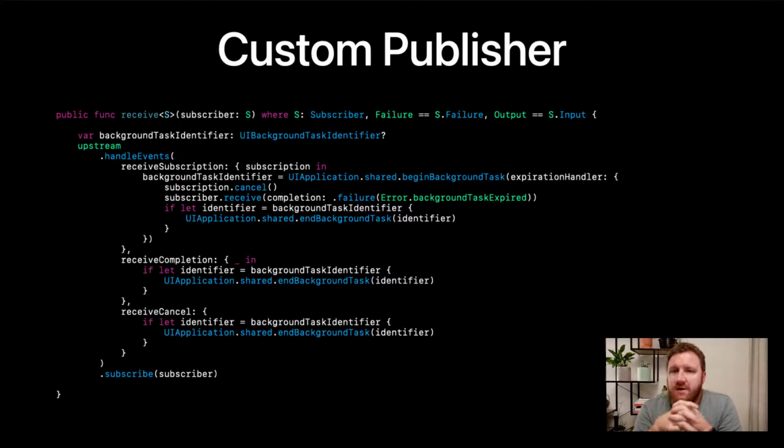And then the other two things that we do is when the publishing completes, either because it completed normally or because there was an error, or if the subscriber cancels out of any of this, in both of those cases, we will tell UIApplication to end the background task. So it's a very, very basic one. But fortunately, Combine allows us to do this without having to go the full custom publisher route.